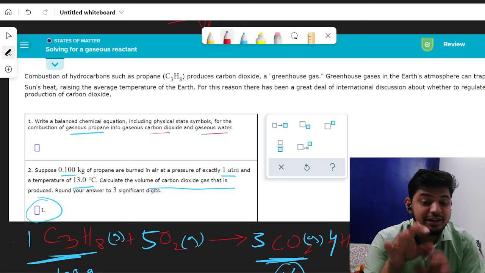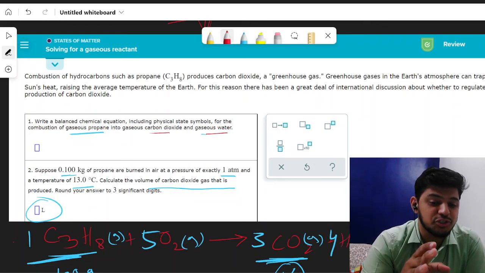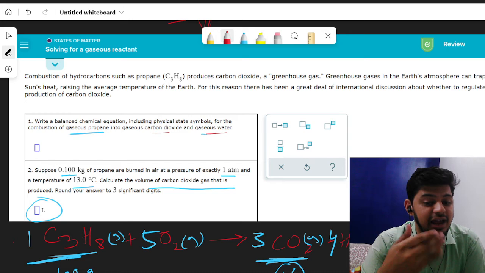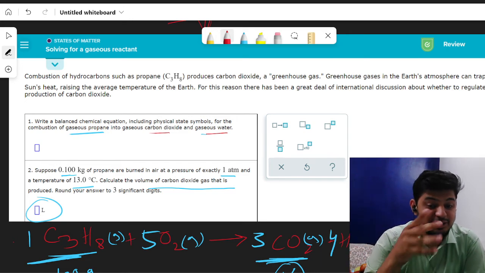And also, one thing you tell me, can you be able to solve the questions of limiting reagent and the theoretical yield right now? Can you be able to solve them?